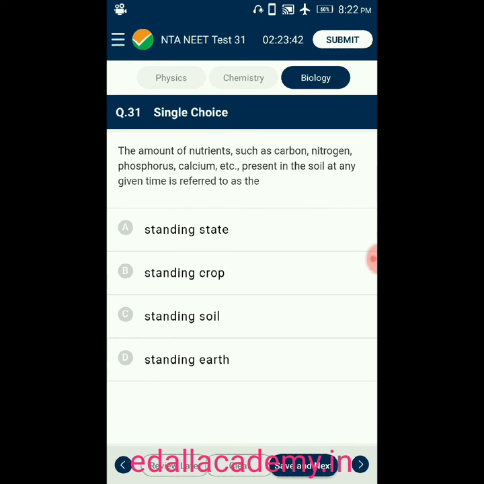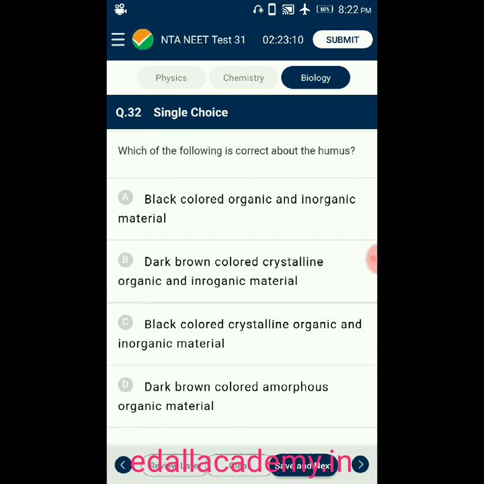Question number 31. The amount of nutrients such as carbon, nitrogen, phosphorus, calcium, etc. present in the soil at any given time is referred to as the standing state. It varies in different kinds of ecosystems and also on a seasonal basis. So the answer for this question is option A. Standing state.